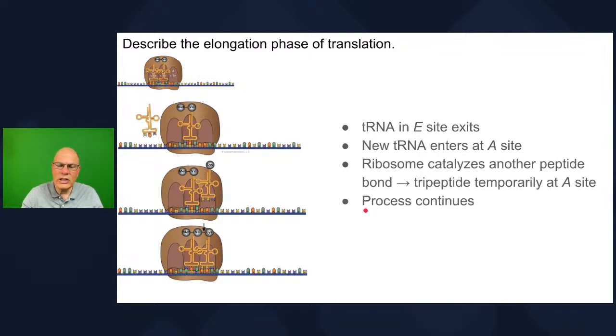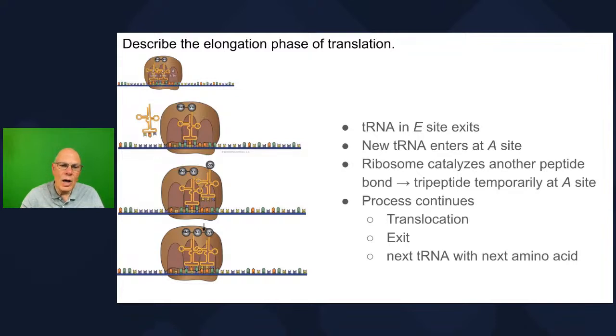So the process continues, and we're going to make our protein longer and longer. There are continued rounds of translocation, exit, and then the next tRNA with the next amino acid. That can go on for hundreds or thousands of amino acids because proteins are big. They can be composed of thousands, even sometimes, I believe, tens of thousands of amino acids, but certainly hundreds.